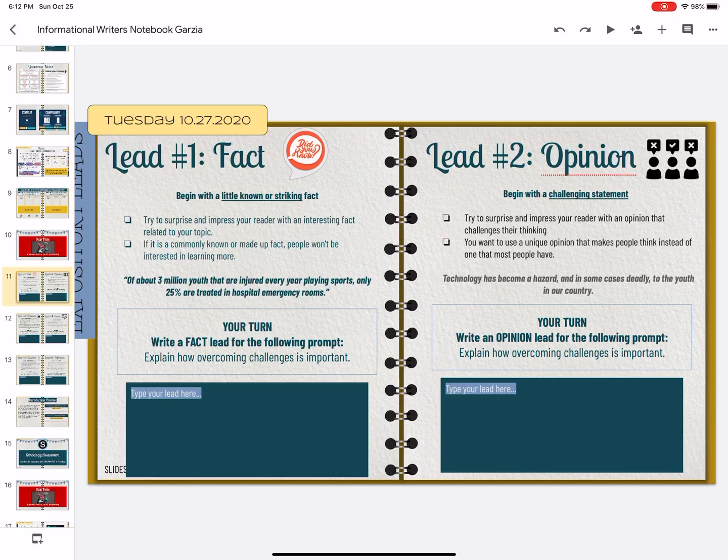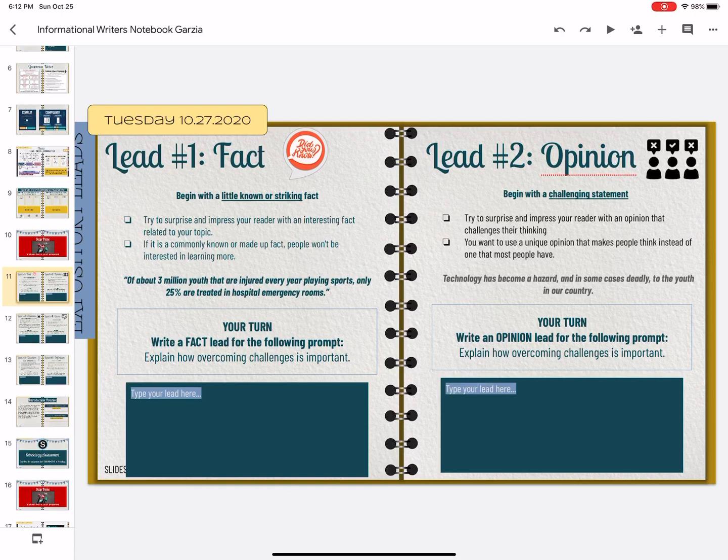You want to surprise and impress your reader with an interesting fact related to your topic, of course. Don't make it totally random. And if it's commonly known or if you make it up, it's not going to be interesting to anybody. So you need to make sure that it's really unique and it's not a basic fact everybody knows.